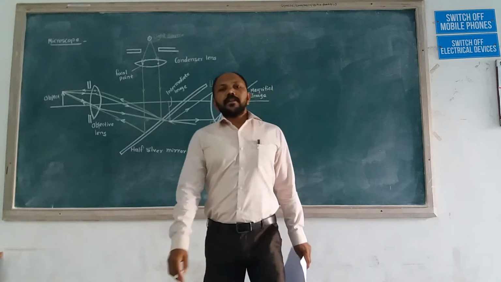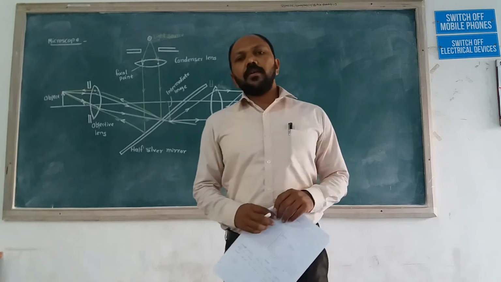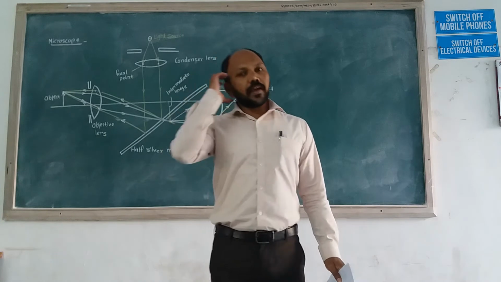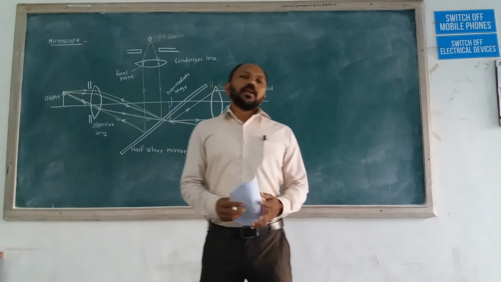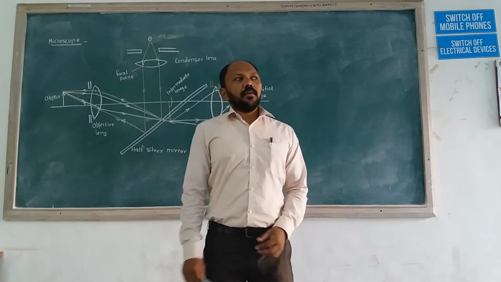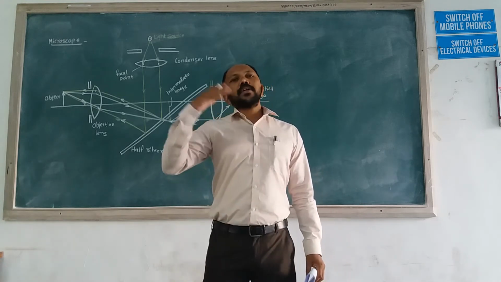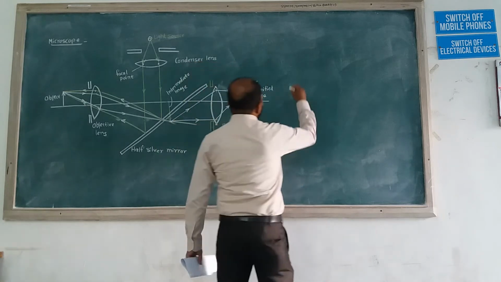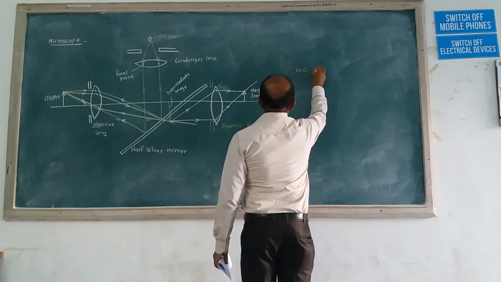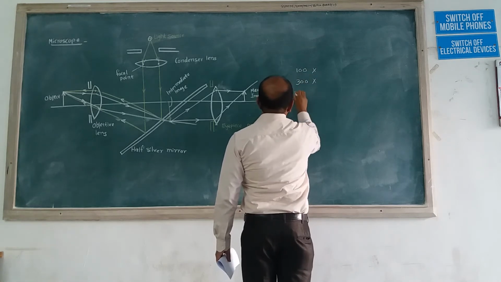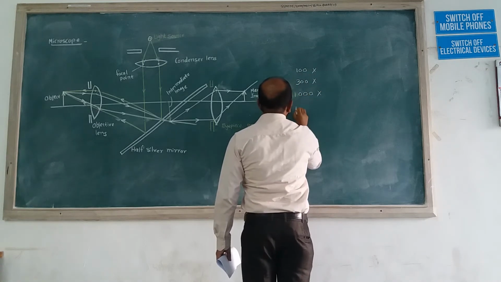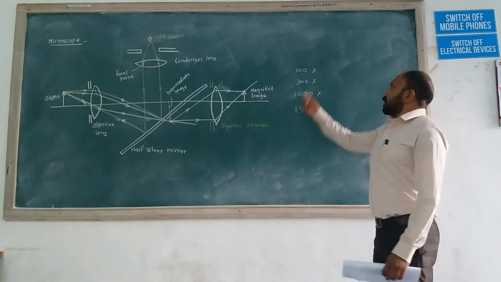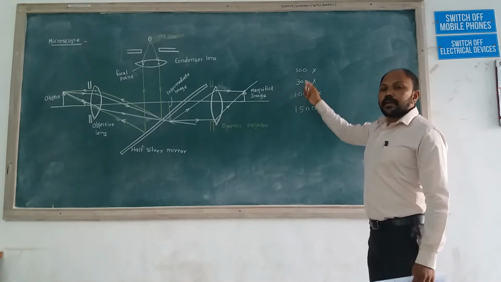Now next is related to resolution of images. If we zoom the object, generally what happens, the resolution gets reduced, and the picture gets blurred. So if we magnify the image like 100x, then 300x, 1000x, 1500x.